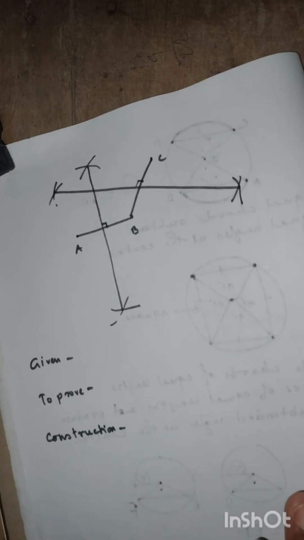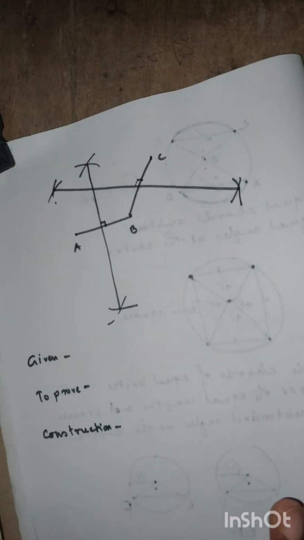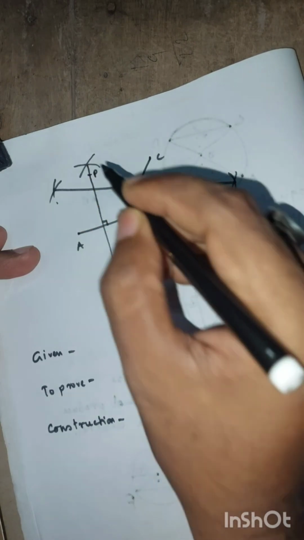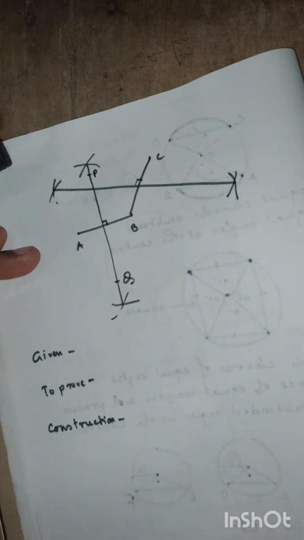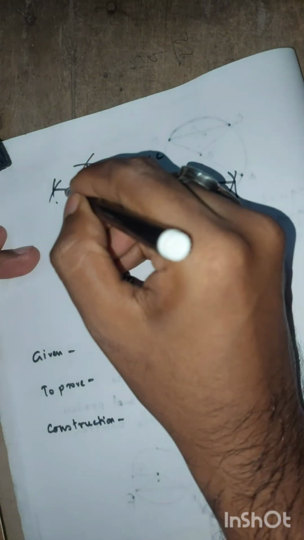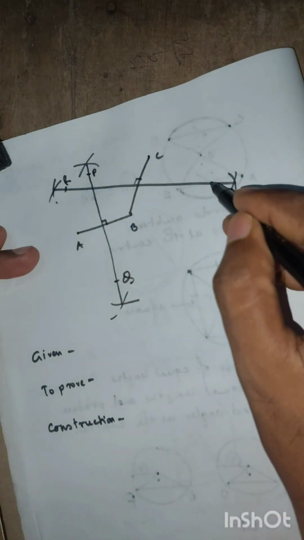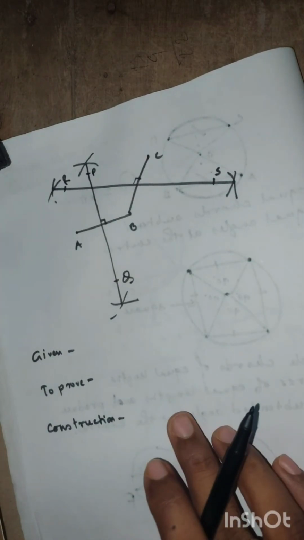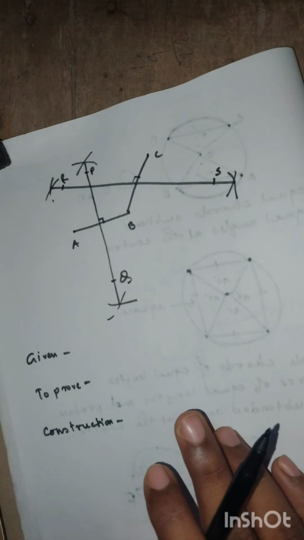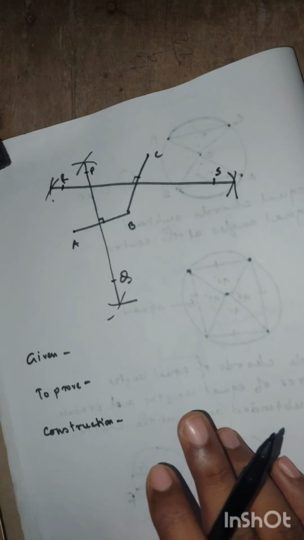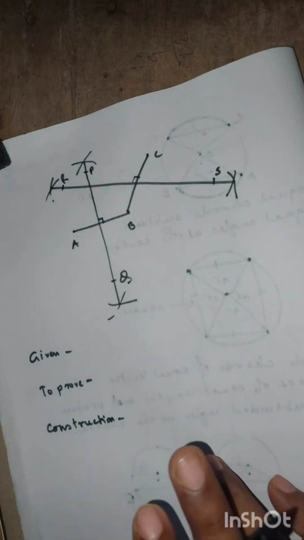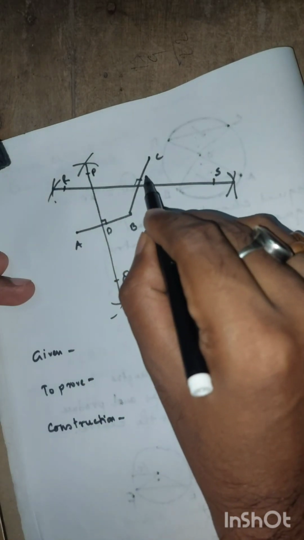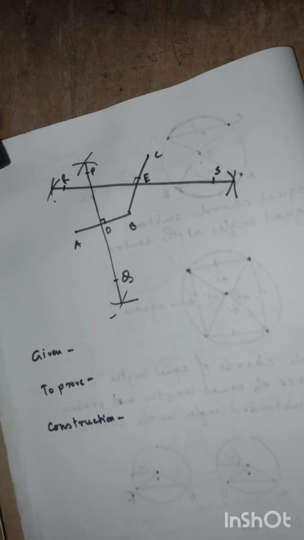Let us assume that the first bisector is PQ, this is PQ and this is RS. The second one is RS. Now these two bisectors cut AB and BC at D and E respectively. This is point D and this is E. I hope it is clear to you.